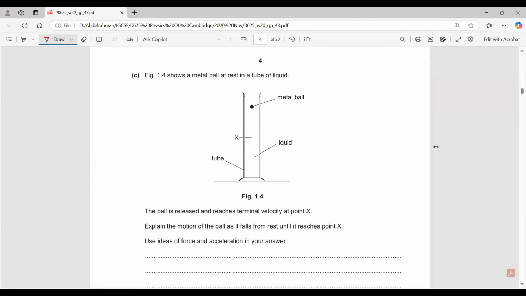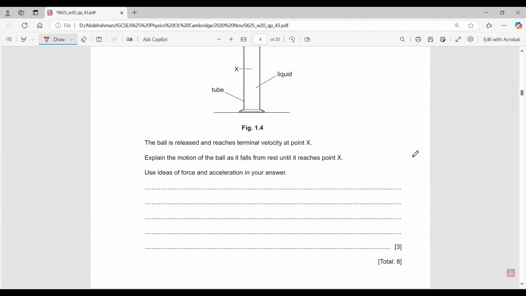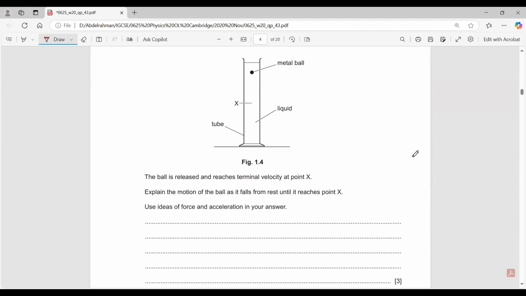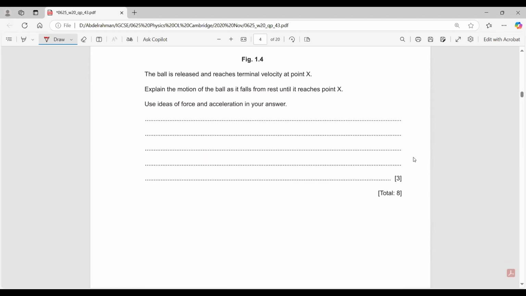Figure 1.4 shows a metal ball at rest in a liquid of tube. The metal ball is released and reaches the terminal velocity at point x. So as the metal ball falls down, at point x it reaches the terminal velocity. What is the terminal velocity? It is constant speed. Use ideas of forces and acceleration in your answer. How can it reach the terminal velocity?